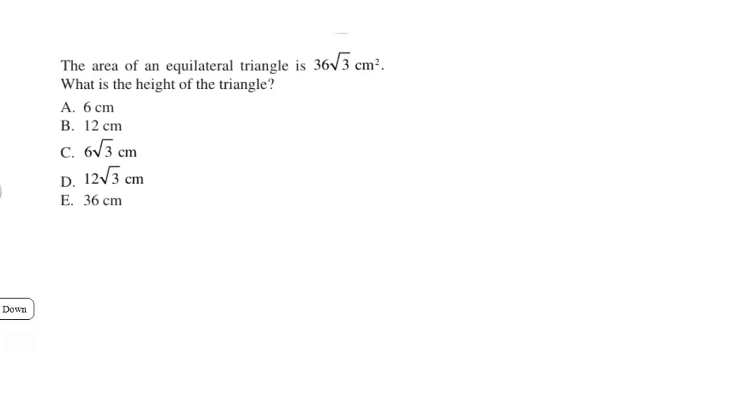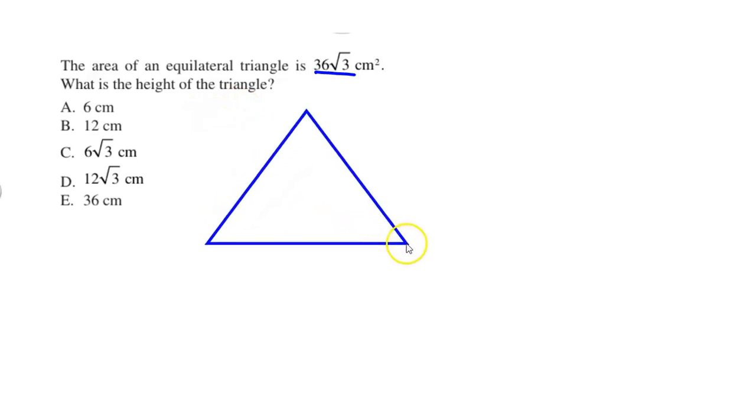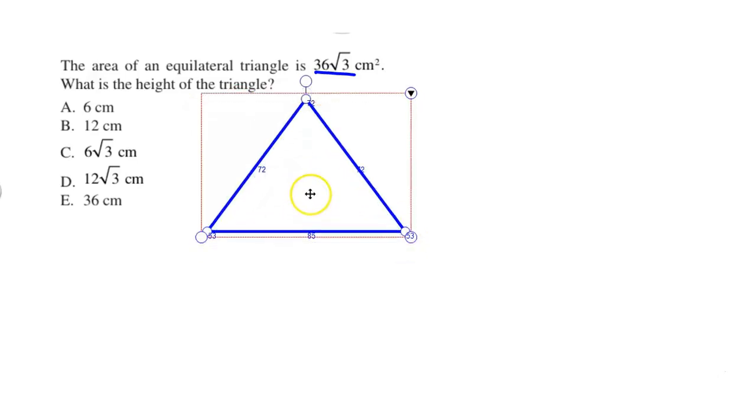Now next question. The area of an equilateral triangle is 36 root 2 centimeters square. What is the height of the triangle? So here the area of an equilateral triangle is given. We can use the direct formula of area of equilateral triangle to first find the side. Area of equilateral triangle is root 3 by 4 into side square. But I'll show you the other method also.